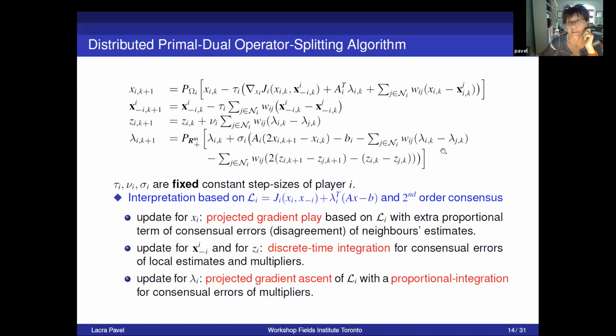Yeah? So there's going to be discrepancy between the neighbors' dual variables, as well as this Z variable that essentially plays the role as if a discrete integration. Now, what I'm going to show next is that this algorithm is nothing more than the algorithm that results from applying a forward-backward operator splitting to a pair of doubly augmented operators A and B.